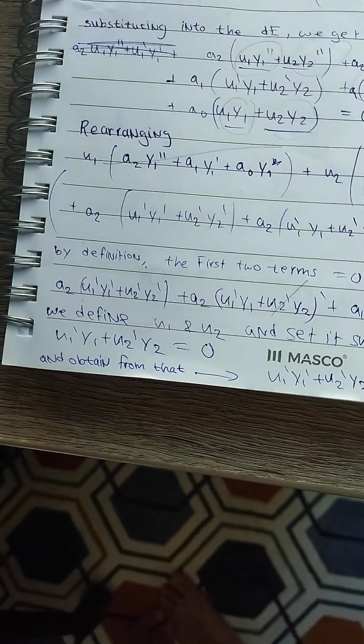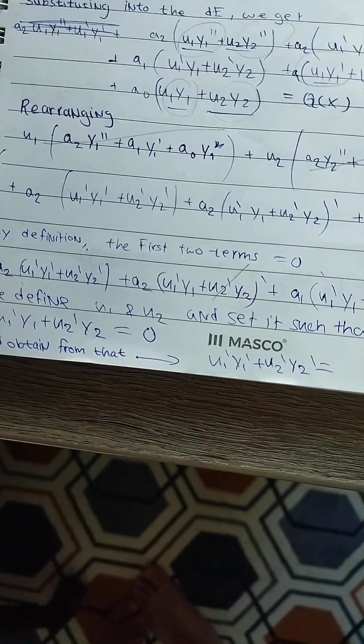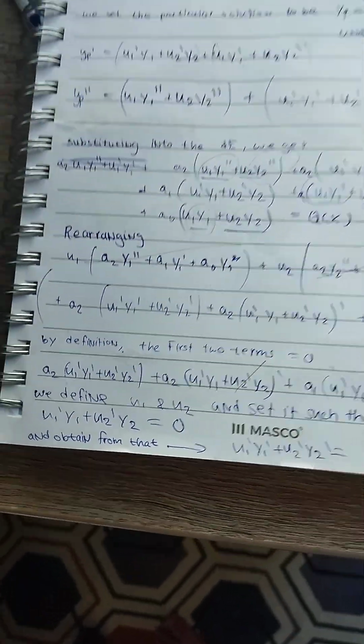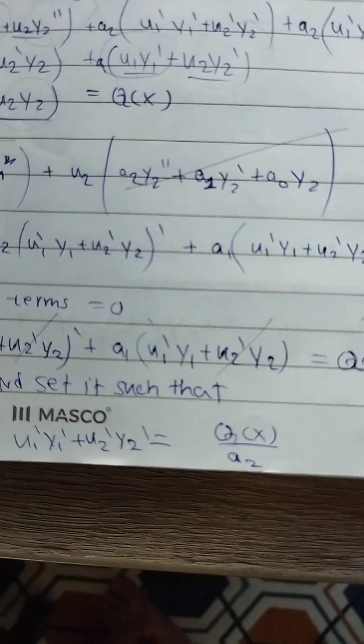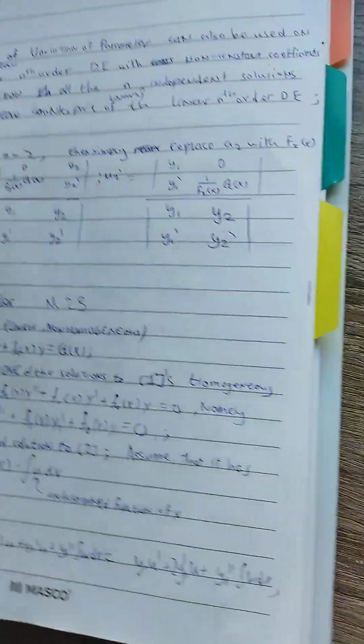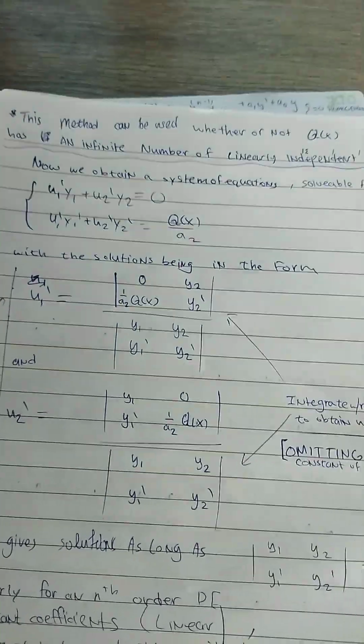So we get that u1 prime y1 plus u2 prime y2 is equal to 0. We set that and we define the two functions such that it satisfies this condition, and we obtain that u1 prime y1 prime, which is this term, plus u2 prime y2 prime is equal to q of x over a2. What does this mean?